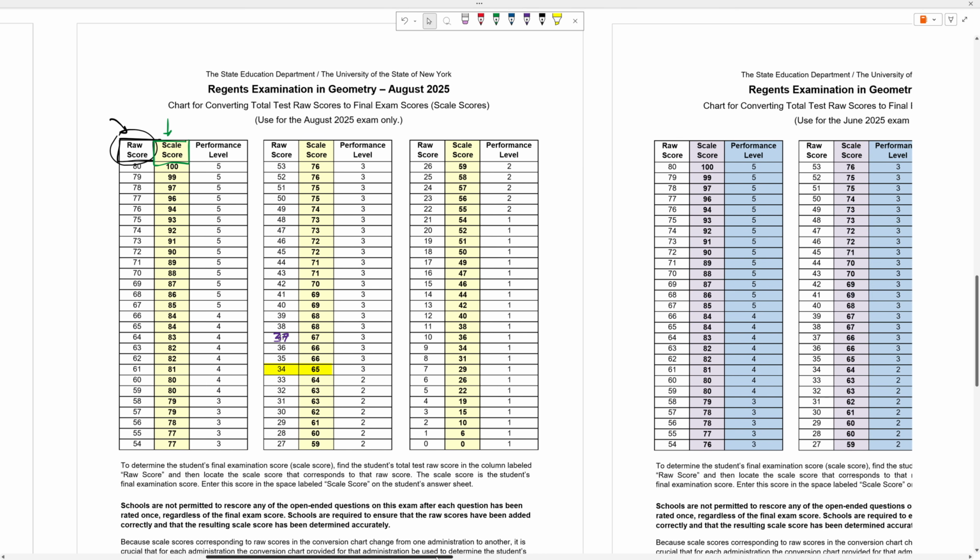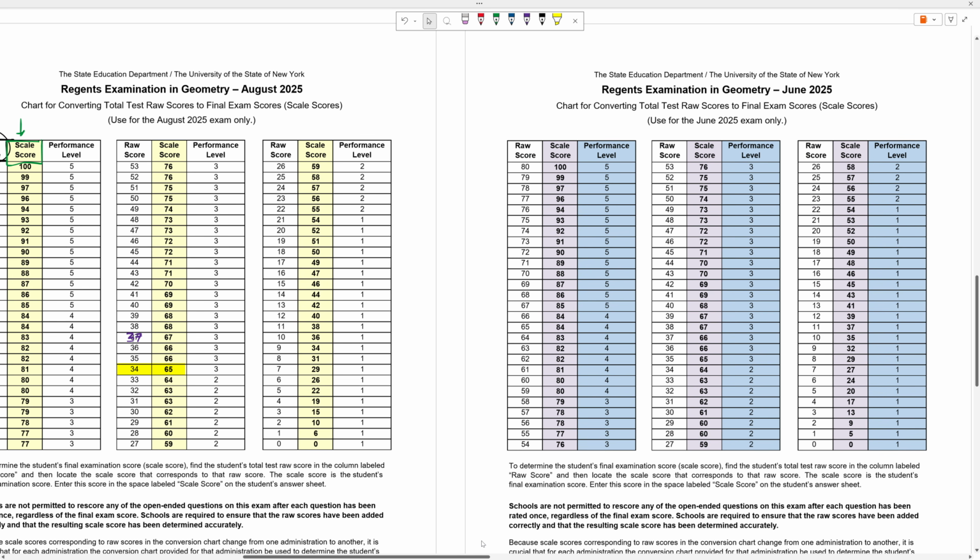And then if you took this exam in June of 2025, getting a score of 37 would have gotten you a 66. In that year, June 2025, you would have needed to get a 35 raw score to pass. So notice how these conversion charts are kind of standardized, right? You need within the same ballpark of points in order to get a passing score.